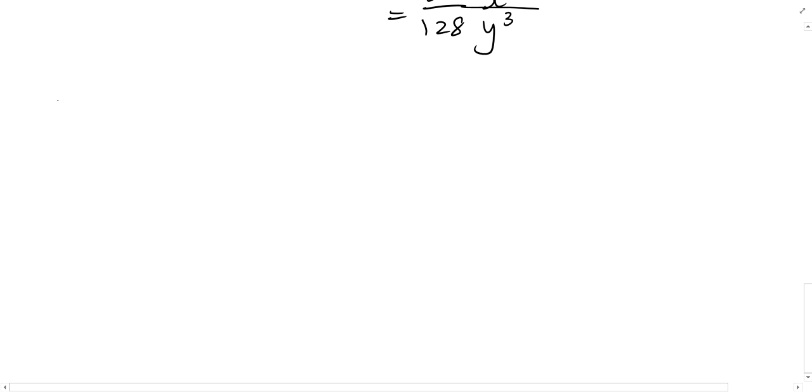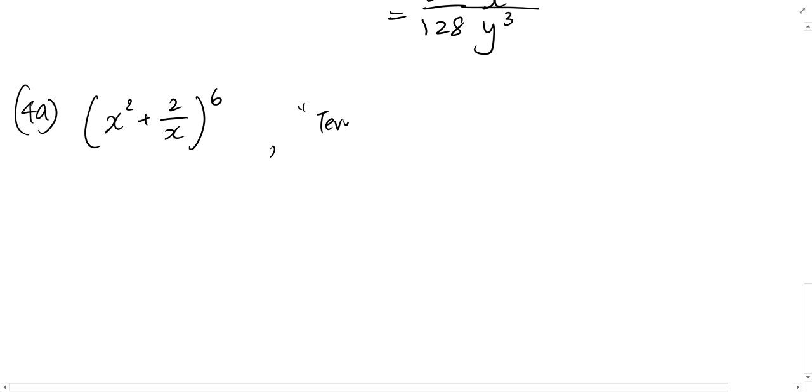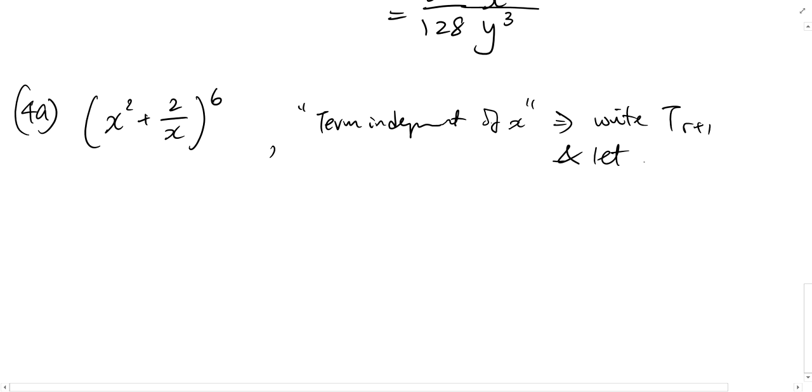Hey, what is term independent of x? What does it mean? What do you mean 0? Power of what is 0? Power of x is 0 means the x disappears. There isn't such a term anymore. Okay, so again, when you have term independent of x, straight away write T(R+1) and let the power of x be equal to 0. Okay, these are the steps you need to do.